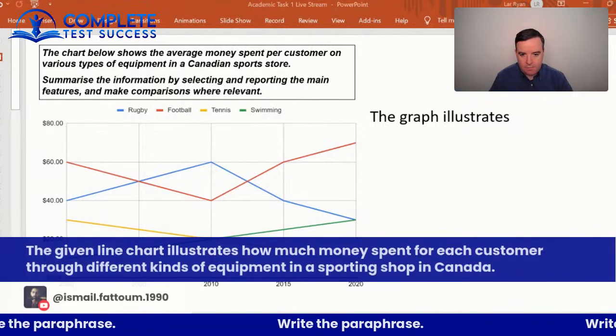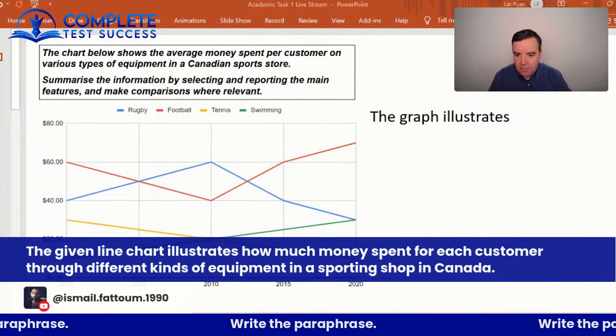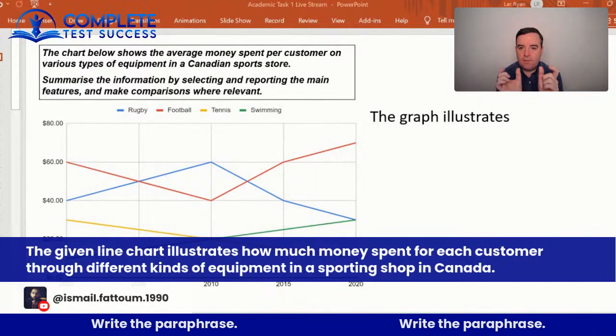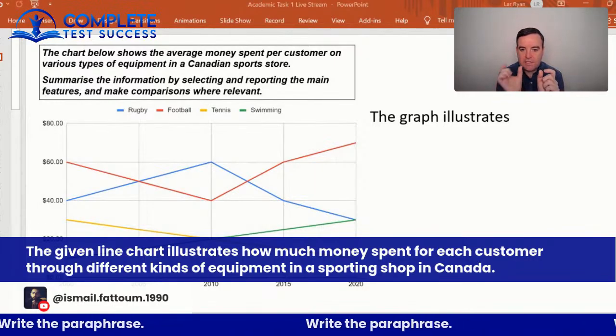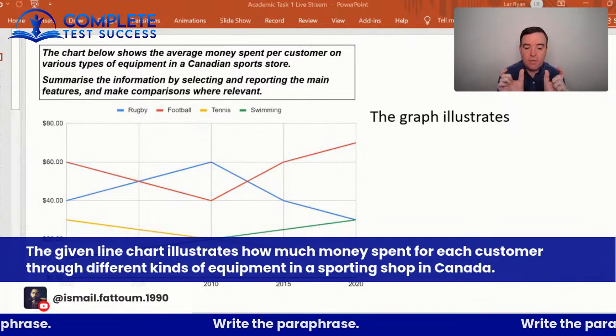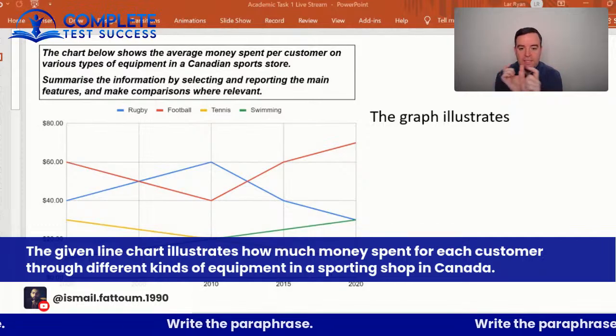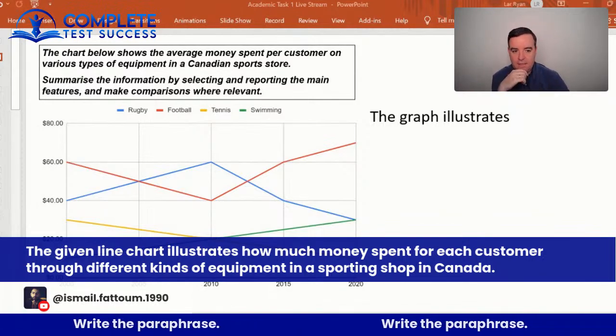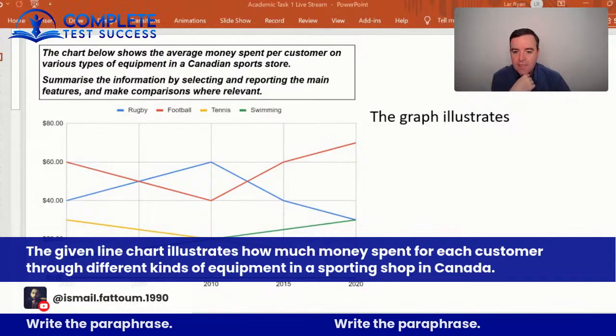Okay, first one in here from Ismail. "The given line chart illustrates how much money spent for each customer." So you're mixing up a passive structure and an active structure. So it's how much money was spent by each customer if you want to go with a passive structure, or we can go how much money each customer spent. Just keep it active, keep it simple like that. Probably the best thing to do.